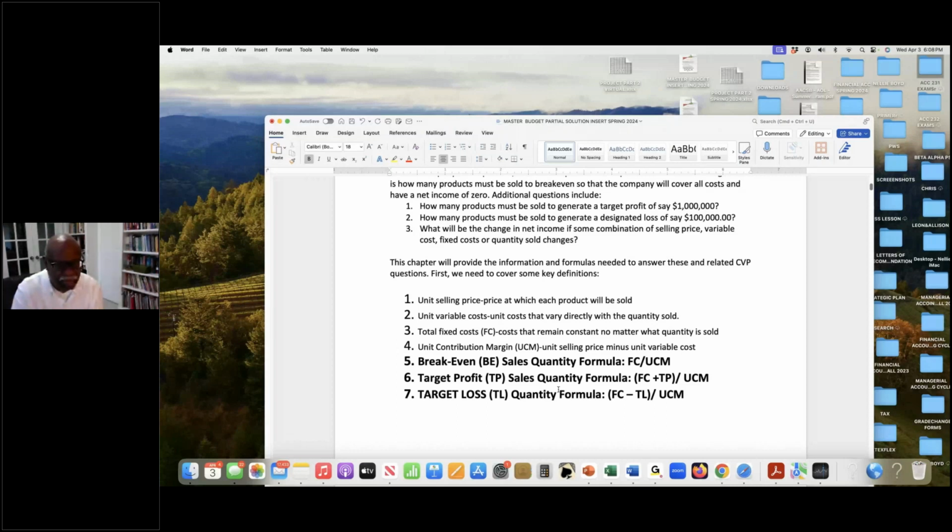And it's going to be hard to pass anything else in the course without these, because on everything we do, this is the starting point. This is the starting point. And of course, we're using the contribution margin income statement.